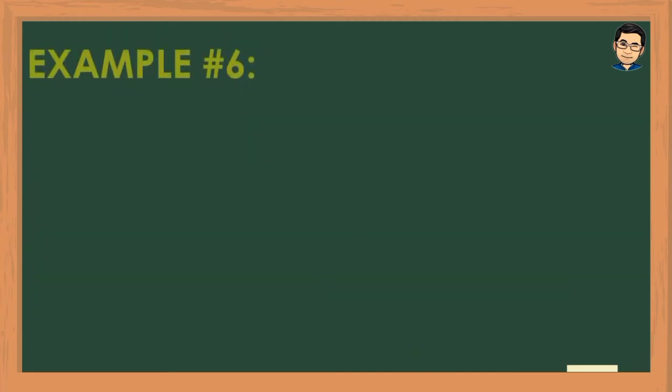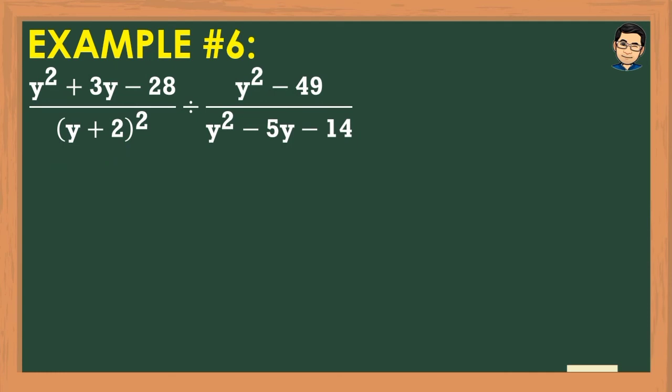Next example, y squared plus 3y minus 28 divided by y squared minus 49 all over y squared minus 5y minus 14. So, using general quadratic trinomial, yung mga factors po ng negative 28 na kapag pinag-add, lilitaw yung 3, yun po ay 7 and negative 4. So, sulat po natin as y plus 7, y minus 4. Okay.